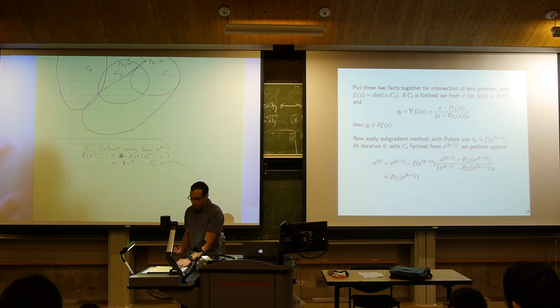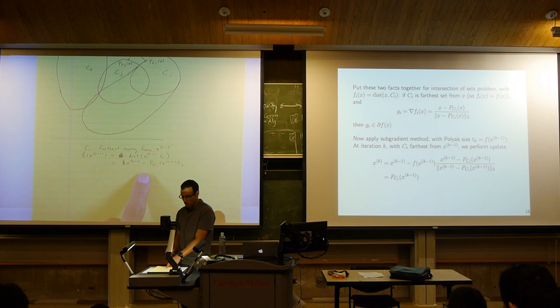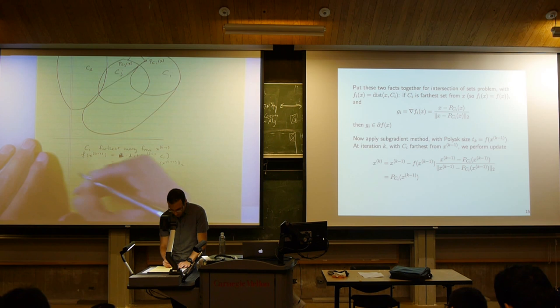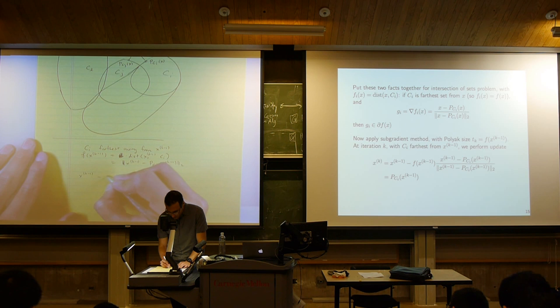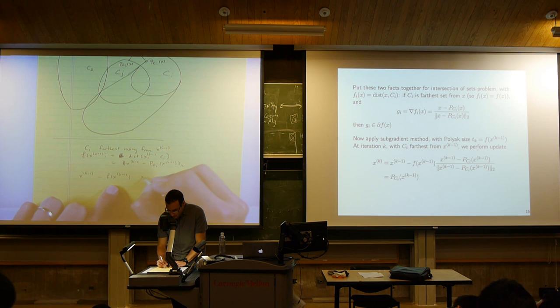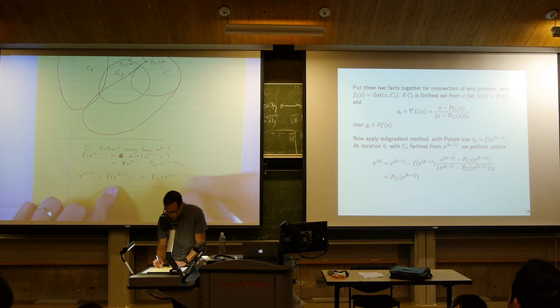So if C_i is the set that's farthest away from x_{k-1}, the criterion value is exactly this quantity, the 2-norm of the difference between x_{k-1} and its projection onto C_i. So if we look at the subgradient update, what would that be? It's of this form. That's the Polyak step size, and here is the valid subgradient of our criterion: this guy divided by its 2-norm.